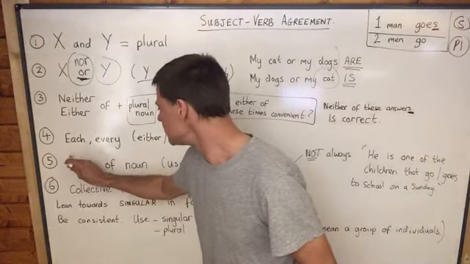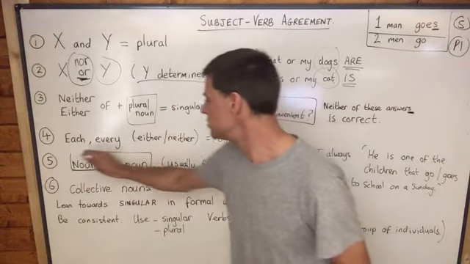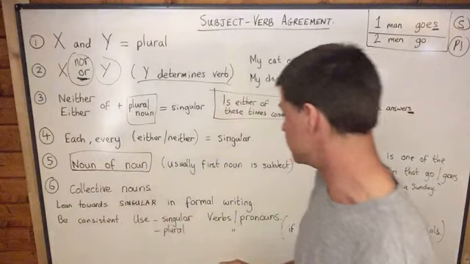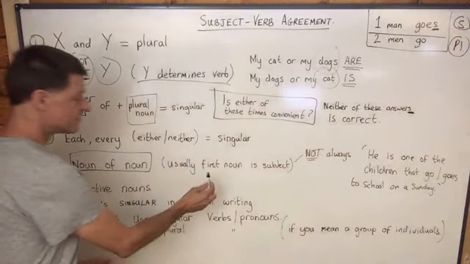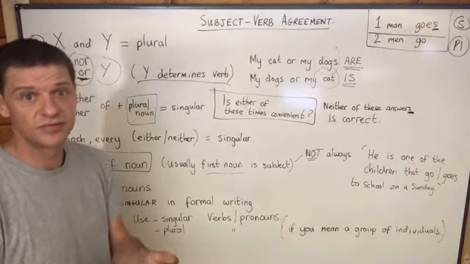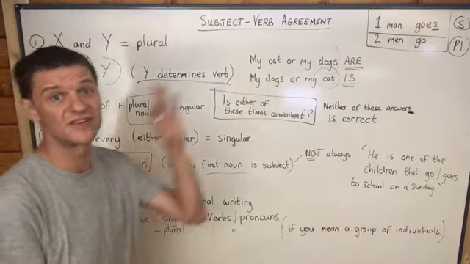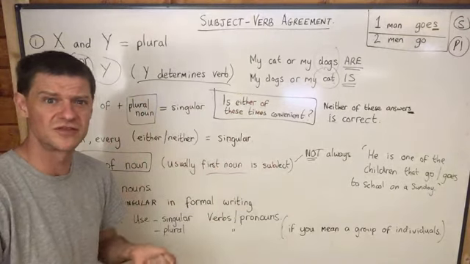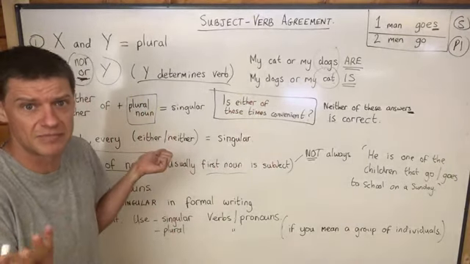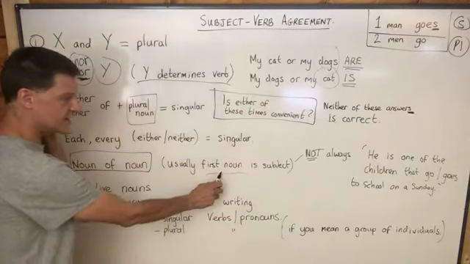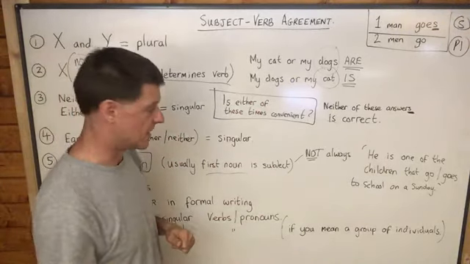Number 5, when you've got noun of noun, and you should remember that this word of always has a noun before it and a noun after it. Usually, the first noun is subject. Yeah, if you say the list of jobs, you normally say the list of jobs is on the table. And it's because the list is on the table, not the jobs. The jobs aren't on the table. How can a job be on a table? The list is on the table, so usually it's the first noun, but not always.